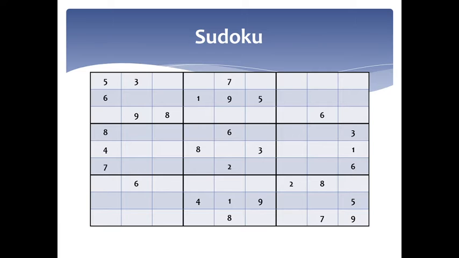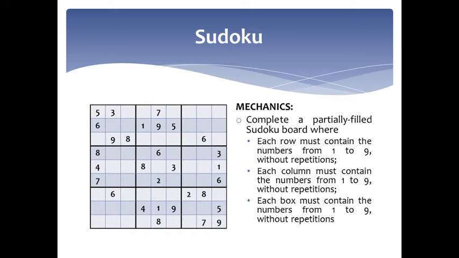Sudoku is a logic-based combinatorial number placement puzzle. The game is played on a 9x9 Sudoku board, which is subdivided into 9 3x3 boxes. The objective of the game is to complete a partially filled Sudoku board where each row must contain the numbers from 1 to 9 without repetitions, each column must contain the numbers from 1 to 9 without repetitions, and each box must contain the numbers from 1 to 9 without repetitions.